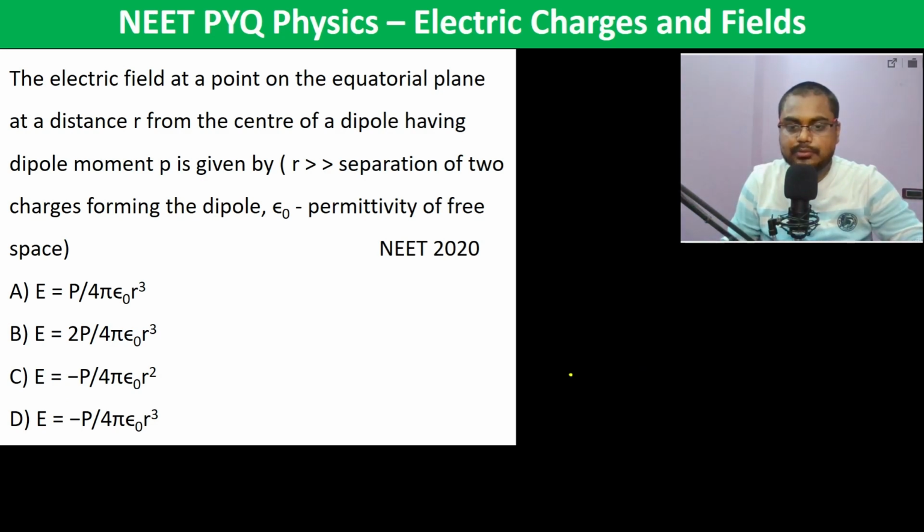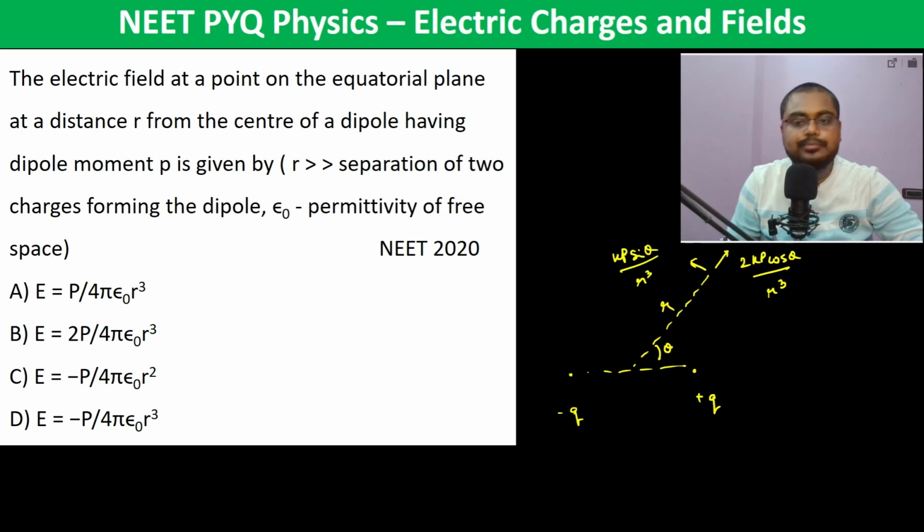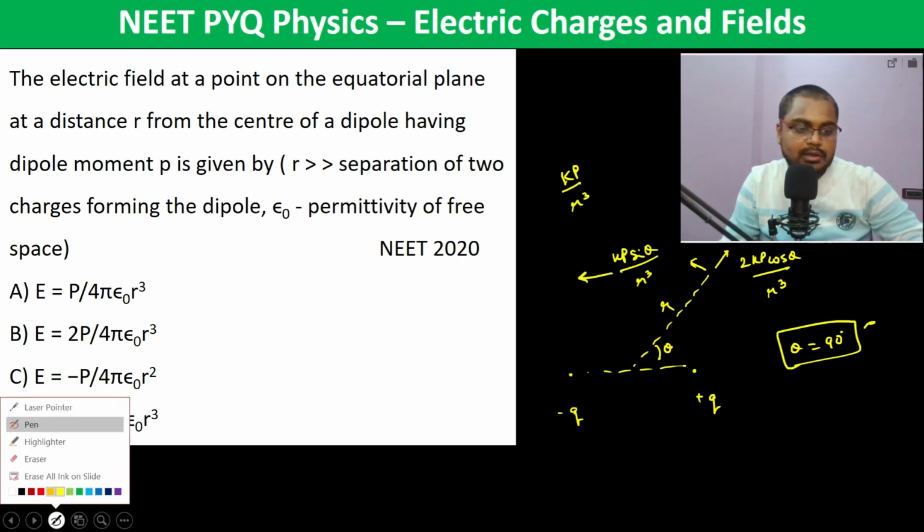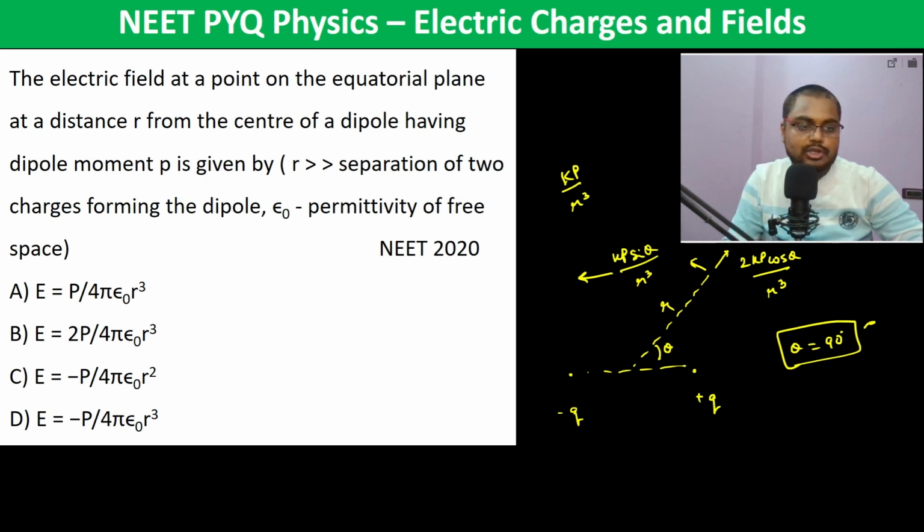So this is the dipole. Okay, so minus q and plus q. At r distance away, theta angle, it's going to be 2kp cos theta by r cube in this direction, and in this direction it is going to be kp sin theta by r cube. Now for the equatorial plane, theta is going to be 90 degrees, so therefore it's going to be kp by r cube in this direction. So kp by r cube.